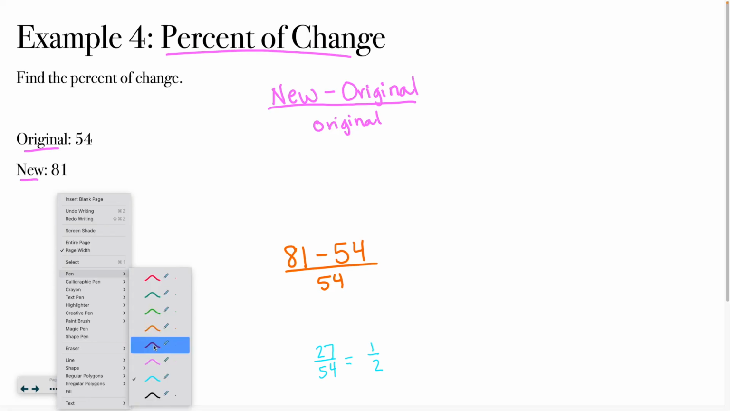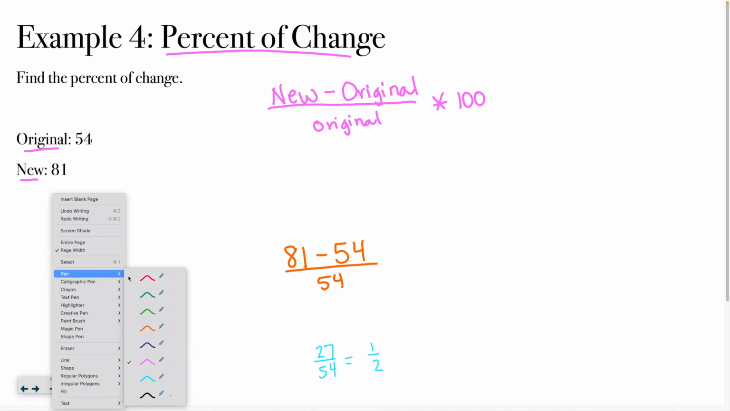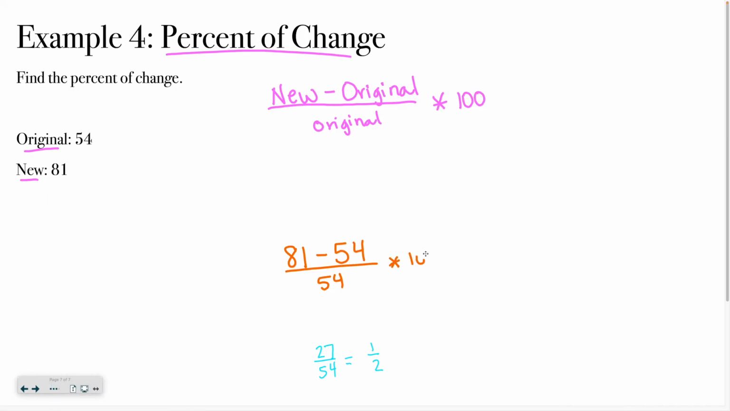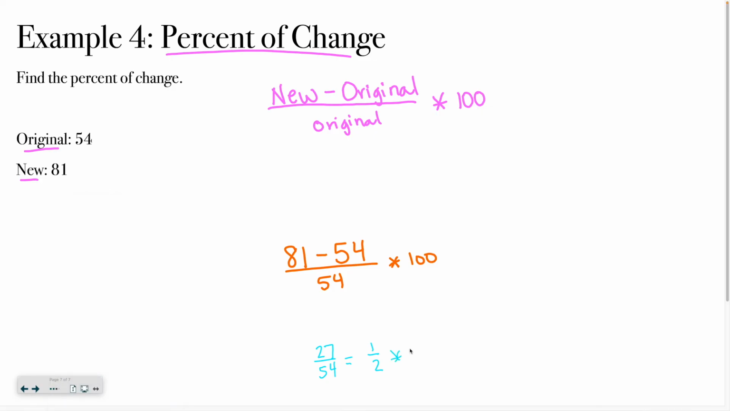Alright, the next thing you do is you take that number and you multiply by 100. Okay, so you take the number and you multiply by 100. So 1/2 times 100, that would just be 50. So I would say that this is a 50% change. Alright, so that's how you solve for percent of change. And that's a very quick overview of it.